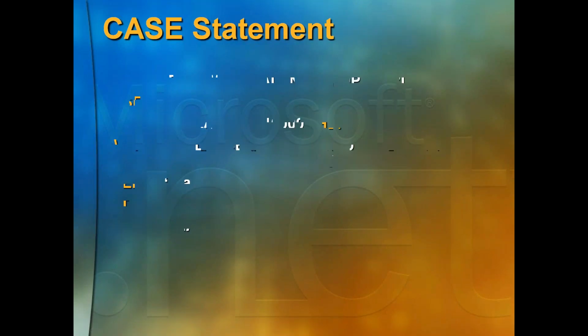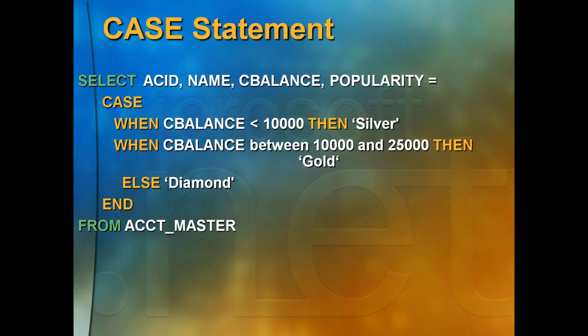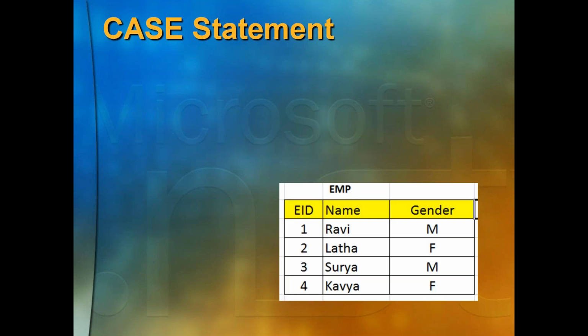Yes. Now, let me give you one more example. I have a table called employee table: Ravi, Lata, Surya, Kavya, and there is male, female data. If it is male, I want to prefix Mr., and for female, Miss. Mr. Ravi, Miss Lata, Mr. Surya, Miss Kavya. Like that, I want to prefix Mr. and Miss. So how can we write it?